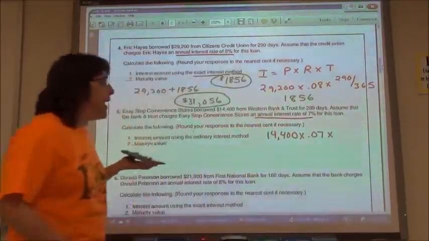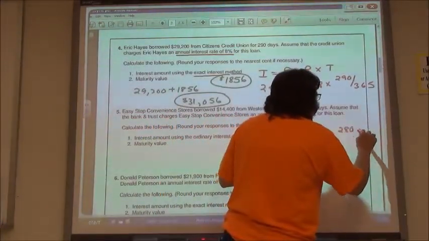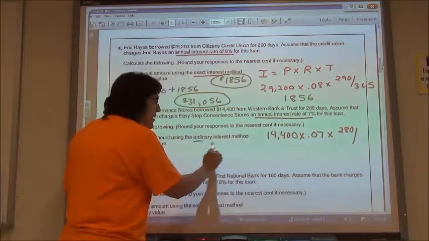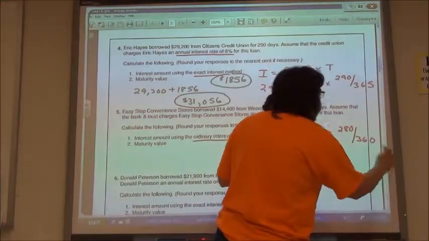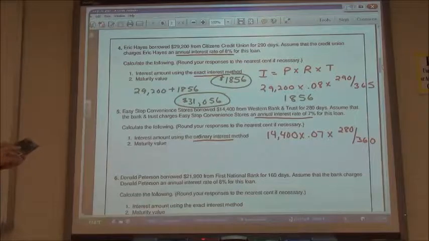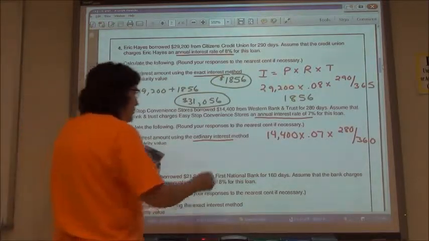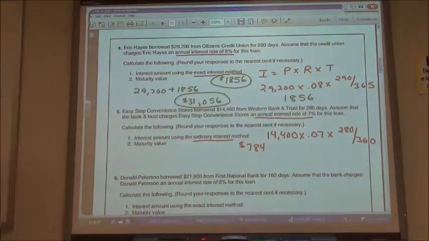And so since I'm doing annual interest, I need to convert my days. 280 days out of, and we're doing ordinary interest on this one. So for ordinary time, we use 360 days in the year. So 280 out of 360. So we'll do 14,400 times 0.07 times 280 divided by 360, and we get $784. So I have $784 in interest.